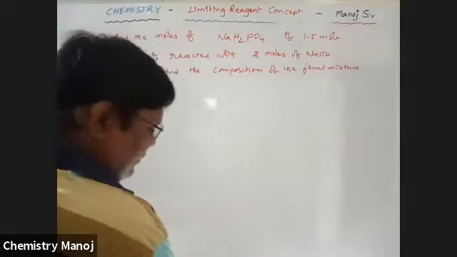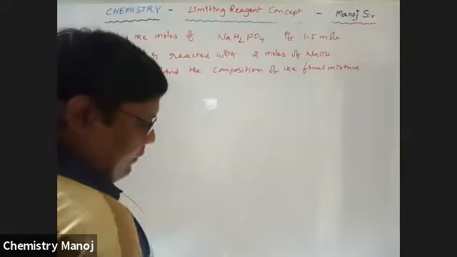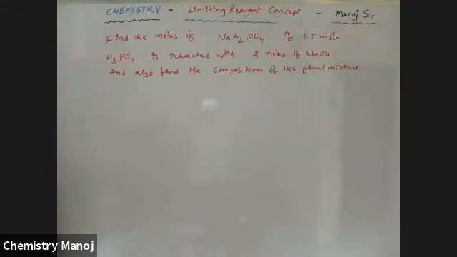3 moles. Wrong. 3 moles is wrong. 1.5 correct, Pranav. Which is the limiting reagent? 1.5 correct. Now I am going to do this problem.